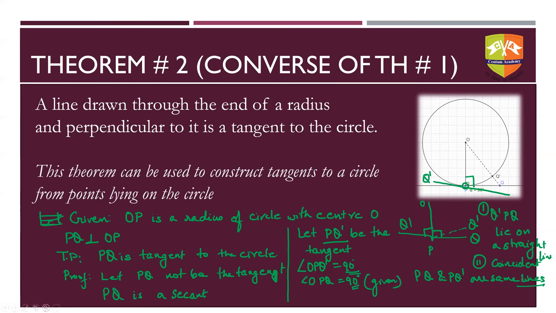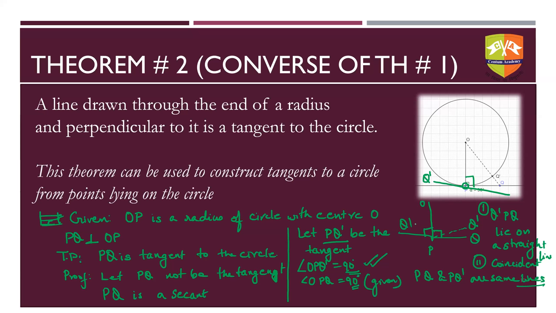This is given, so I can't deny this. And this is by construction, or let's say the previous theorem. So both are true. If both are true, then either Q dash PQ is a straight line, or Q dash and Q are the same points. These are the two conclusions. And in both the cases, you prove that PQ and PQ dash are the same lines. Since you assumed PQ dash to be the tangent, hence PQ has to be the tangent. Clear? Proof is clear to everyone.